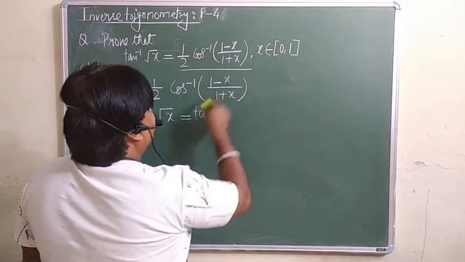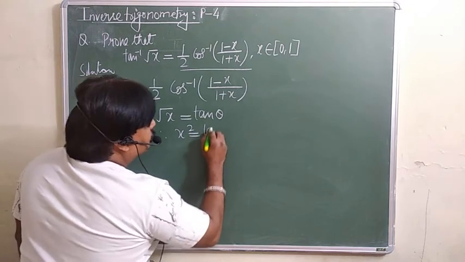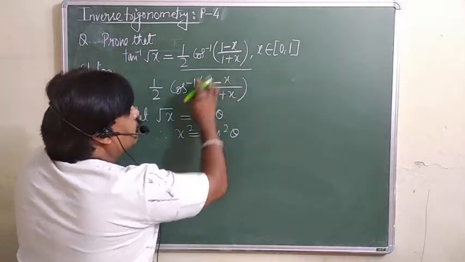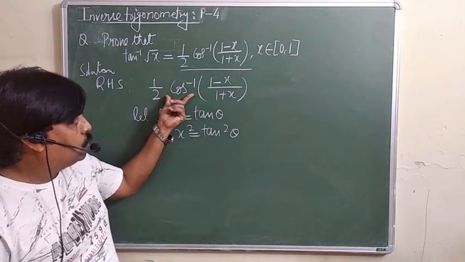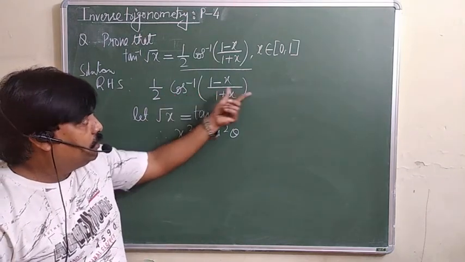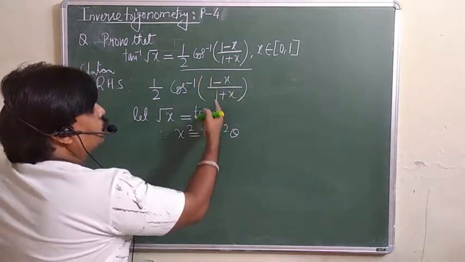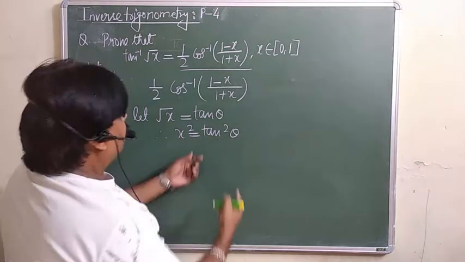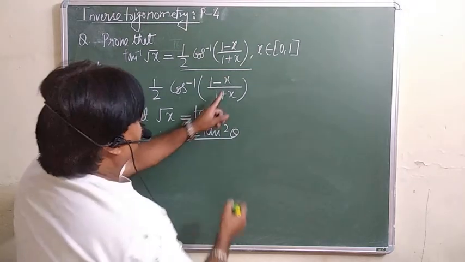If you put root x equal to tan theta, then you can say x square is equal to tan square theta. So this (1 minus x) over (1 plus x) you can change in terms of cos. You know that cos inverse of cos x is equal to x. That's why we are going to substitute x equal to tan square theta.